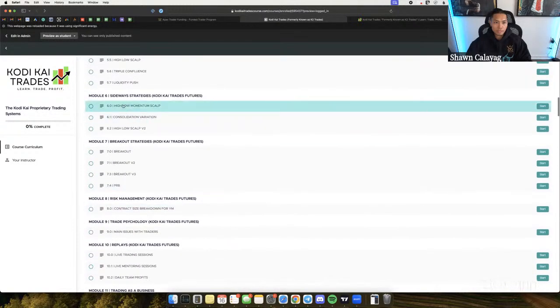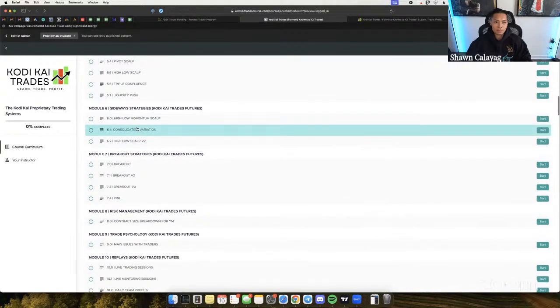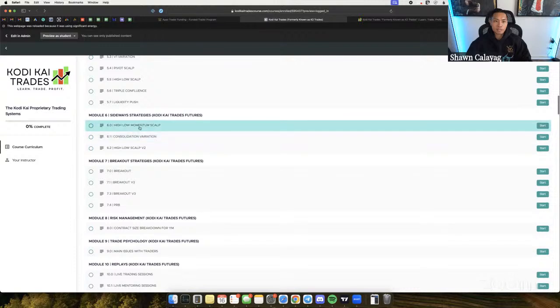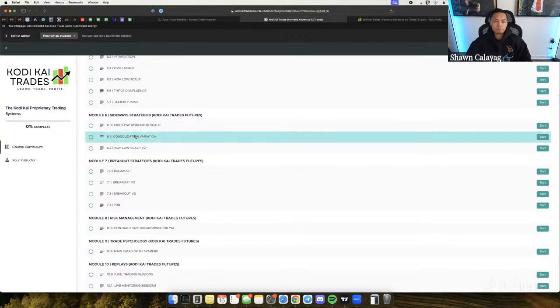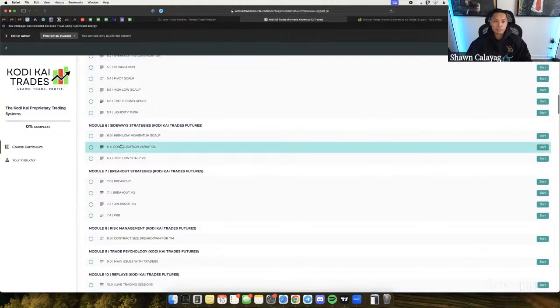So we'll be covering sideways strategies, which will be high-low momentum scalps, consolidation variations, high-low scalp V2s. I'll probably take this off because we don't really apply this one as much anymore. I'll take this one off. So probably just these 2 strategies here. I don't really apply sideways strategies very much, but I'll show you guys a little trick.